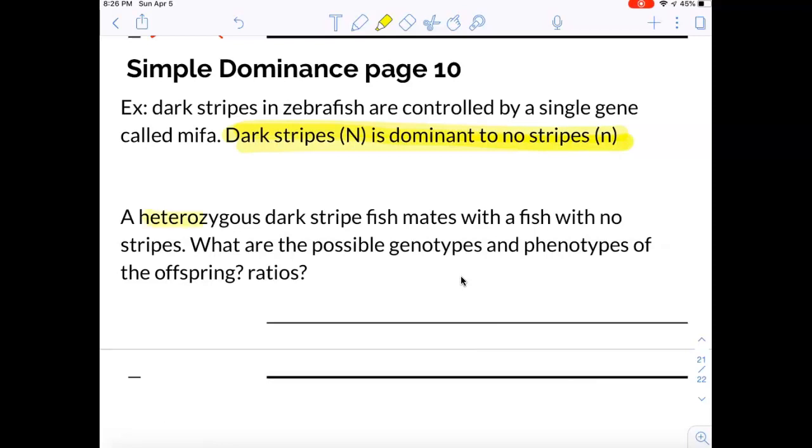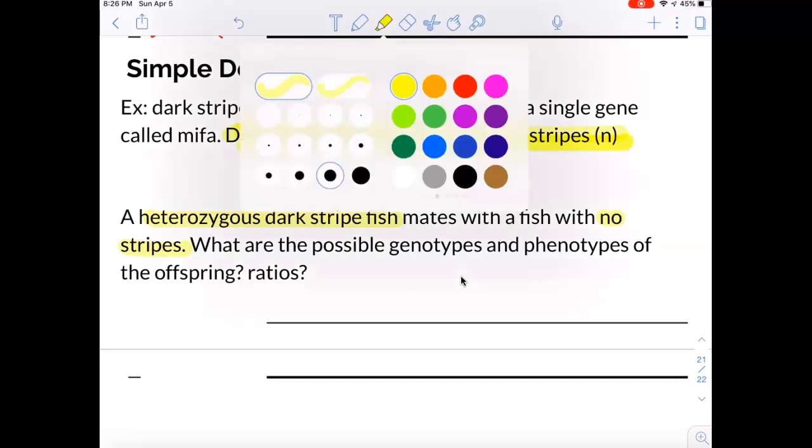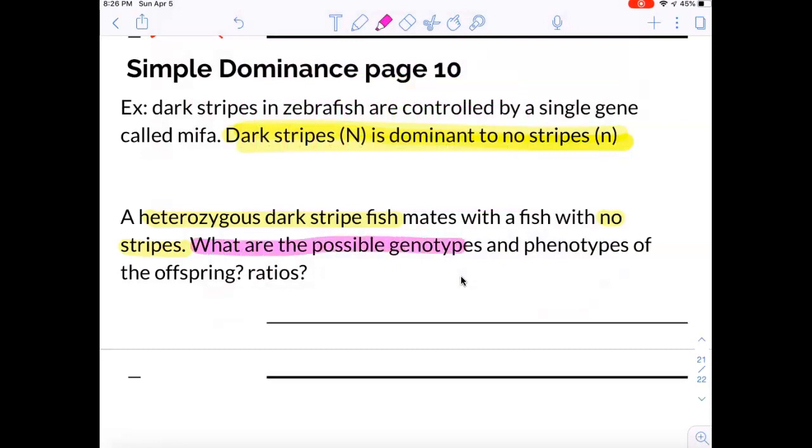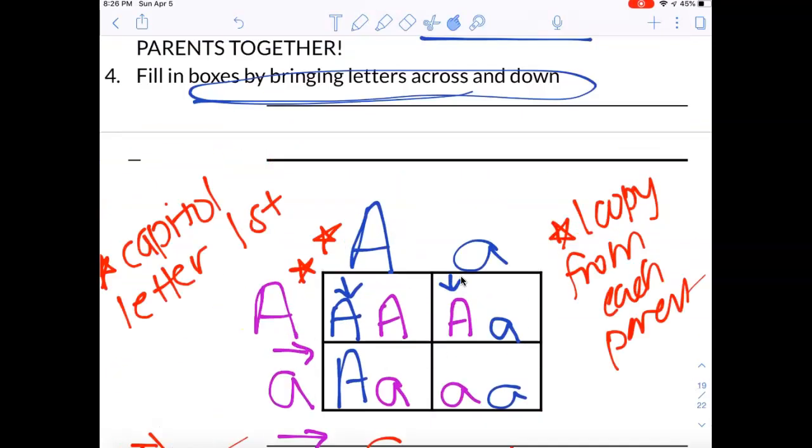We have a heterozygous dark striped fish mating with a fish with no stripes. And I want to know the possible genotypes and phenotypes of the offspring and their ratios. So I'm going to highlight the question here as well. This is what I'm solving. So, where do I begin? Well, let's look at the notes.